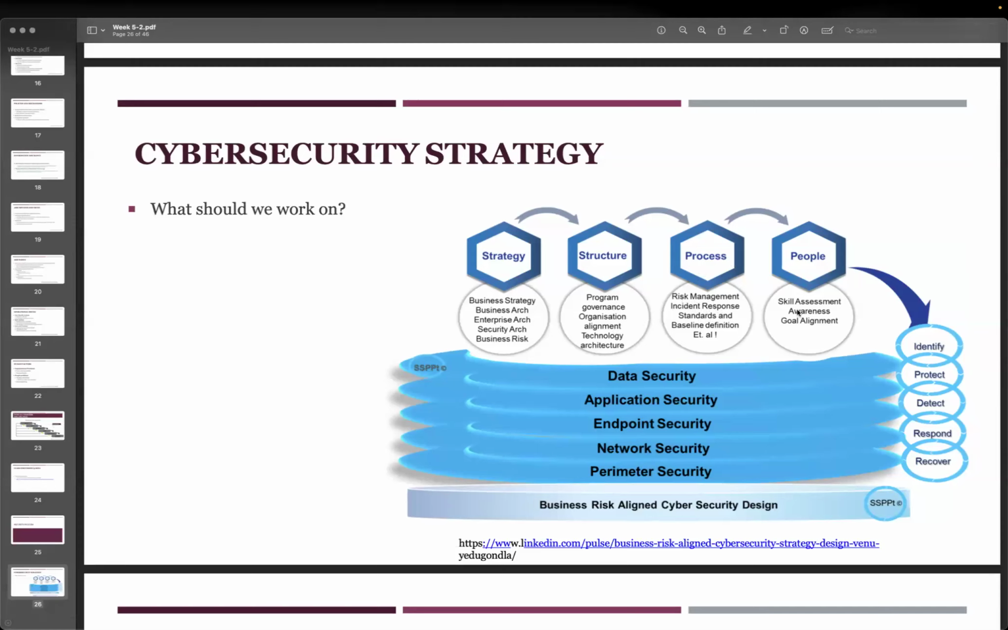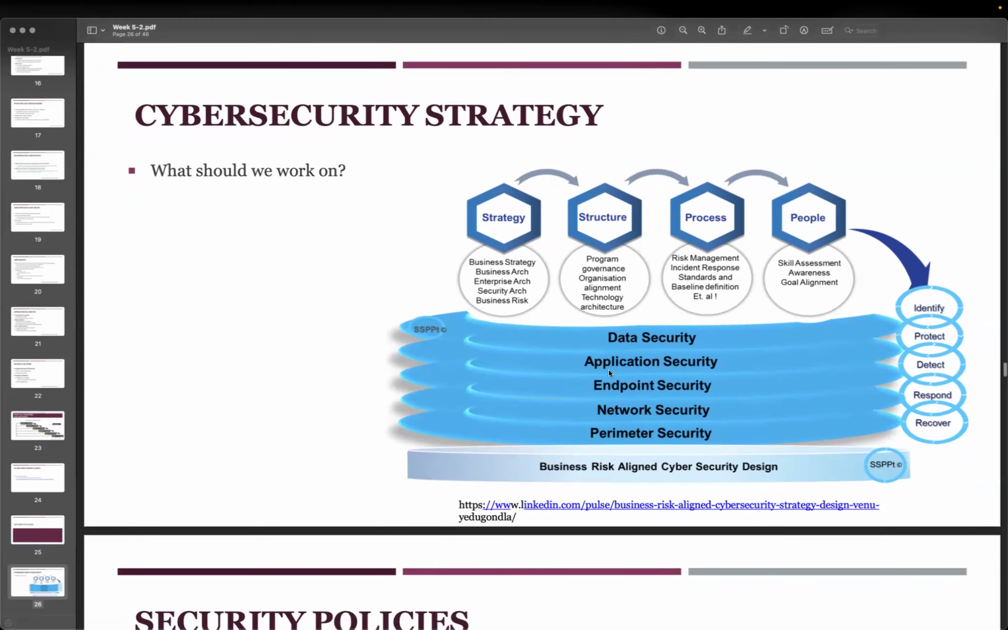And then what about the people? Do they have a skills assessment and awareness? So all this moves on to the stages: identify, protect, detect, respond, and recover. Protecting includes data security, application security, endpoint security, network security, and perimeter security. All these make everything together create the business with the cybersecurity side. So this is the whole picture of it.